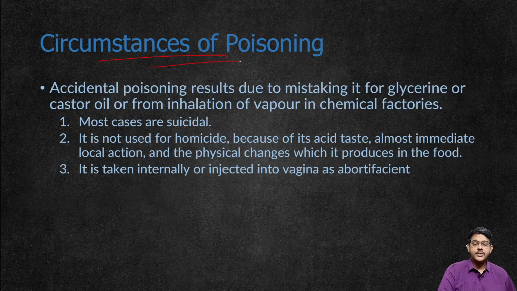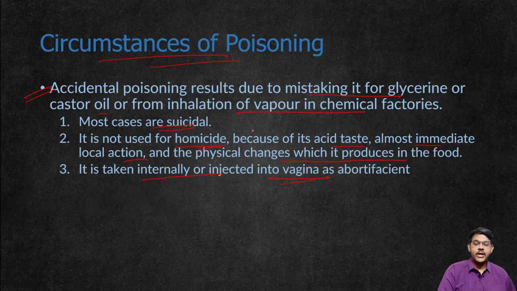Coming to the circumstances or medical importance of sulfuric acid poisoning, most of the time it is accidental poisoning, resulting from mistaking it for glycerin or castor oil, or from inhalation of vapors in chemical factories. Some cases are suicidal. It is not used for homicidal purposes because of its very acidic taste. A person will not be able to consume it, due to almost immediate local reactions and physical changes produced in the food. It is taken internally, or injected into the vagina as an abortifacient.